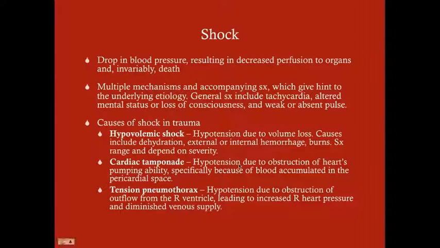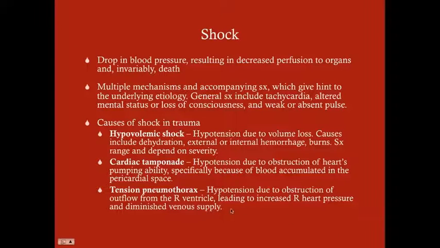Cardiac tamponade is a hypotension due to an obstruction of the heart's pumping ability. So, you get blood in the pericardial sac into the space, and that's causing a pressure on the heart, which reduces its ability to pump. And so the heart can't pump, you don't get a cardiac output, you don't get a blood pressure.